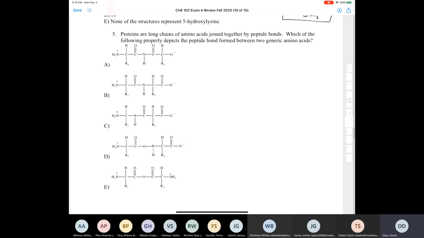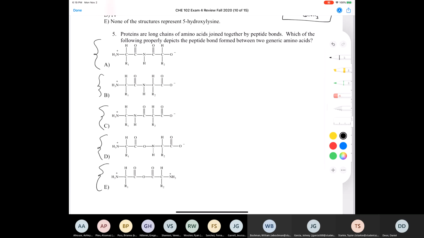Okay, number 5, proteins are long chains of amino acids joined together by peptide bonds. Which of the following properly depicts the peptide bond formed between two just generic amino acids? I'll wait for my students to answer this one.